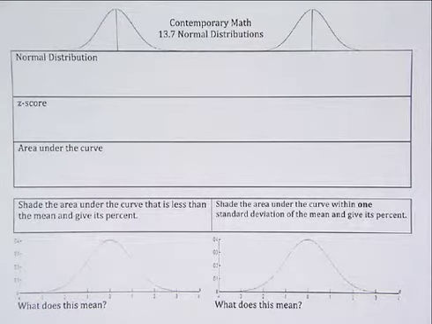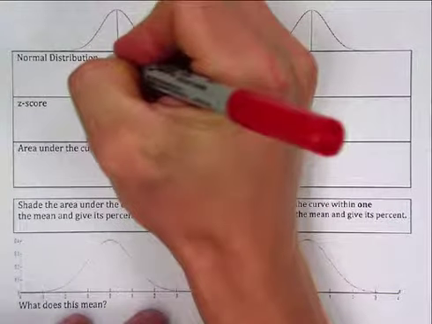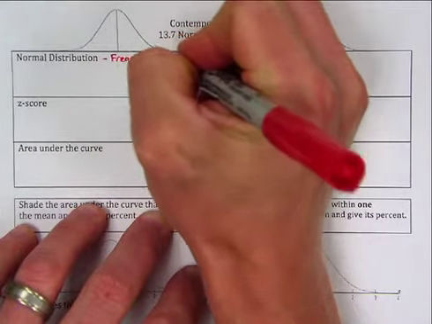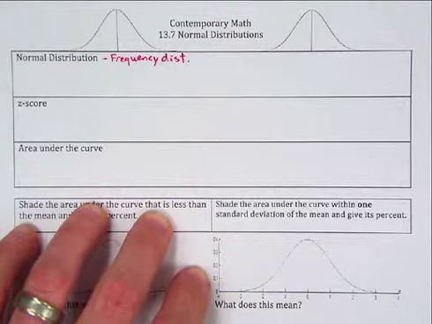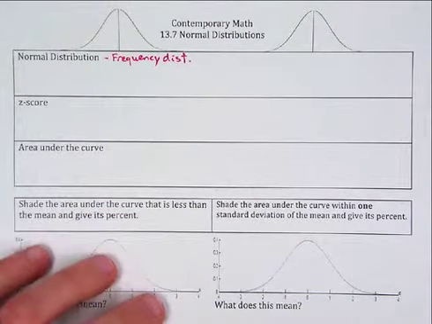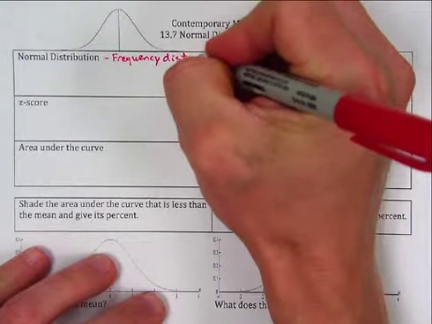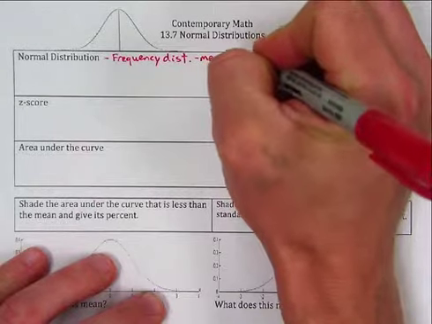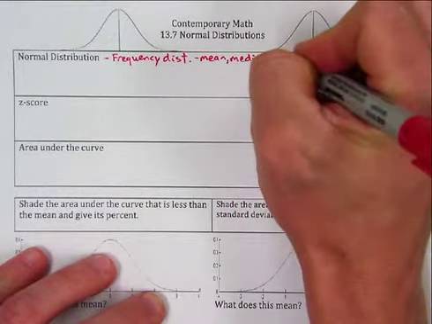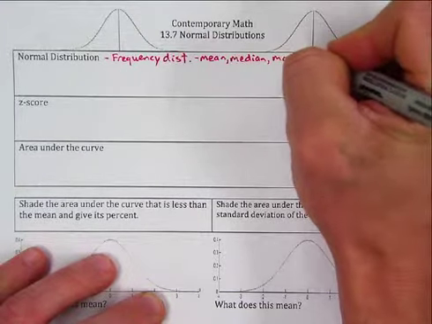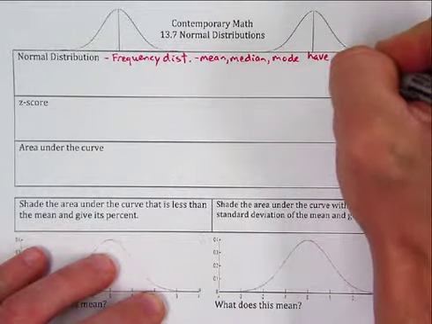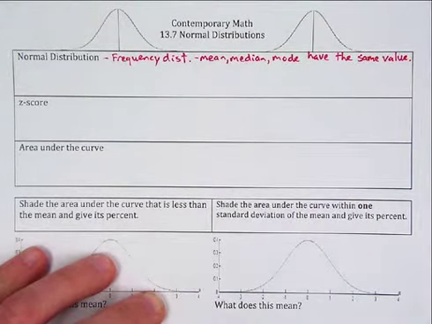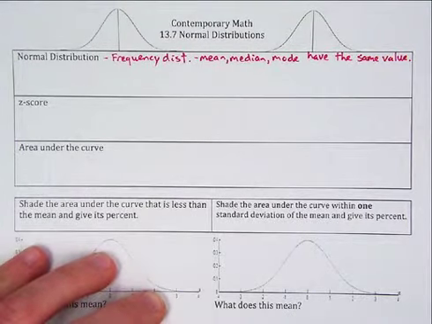So a normal distribution is actually a frequency distribution where the mean, the median, and the mode all have the same value. And what this tells us is that the data is evenly distributed around the mean.